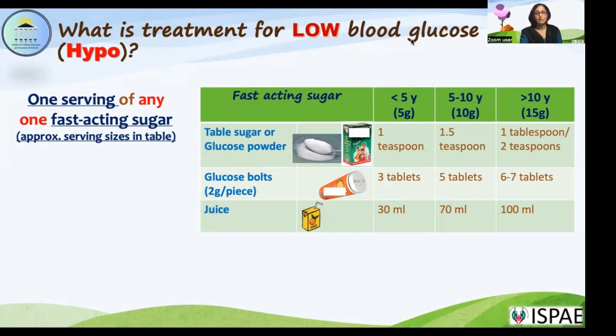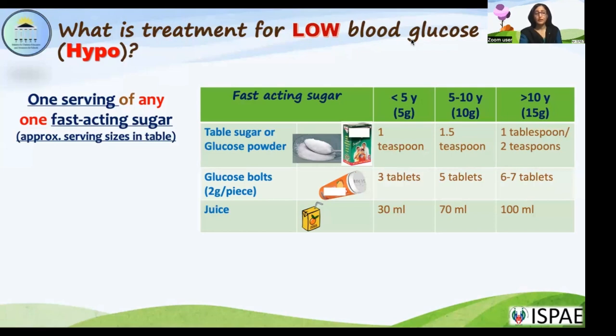If the child is less than 5 years, the child should consume at least 5 grams, which is equivalent to 1 teaspoon of table sugar or 3 tablets of glucose bolts. A child between 5 to 10 years should take 10 grams of table sugar, which is equivalent to 1.5 teaspoon or 5 tablets of glucose bolts. And if the child is more than 10 years, he should consume 15 grams or 2 teaspoon of table sugar or 6 to 7 tablets of glucose bolts to maintain the blood glucose level beyond 70 to 80 milligram per deciliter.